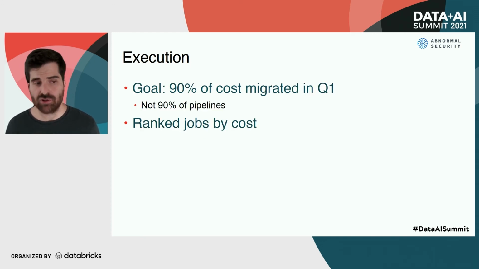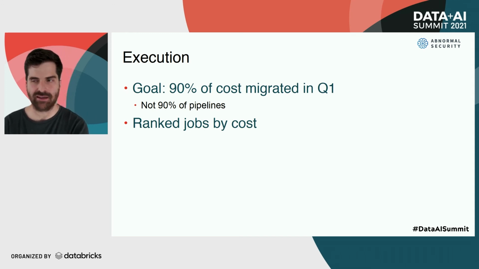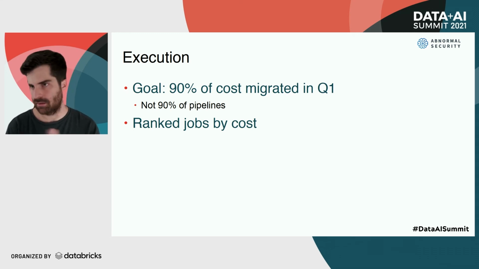So as far as the execution, our goal was to migrate 90% of cost in Q1. Note that that's different to 90% of pipelines in our case. We actually only had something like a dozen or maybe 20 jobs that accounted for more than 90% of cost, with a long tail that we think is okay to just have running on a single EMR cluster. And then, as we move that final long tail, we'll fully deprecate that last cluster.